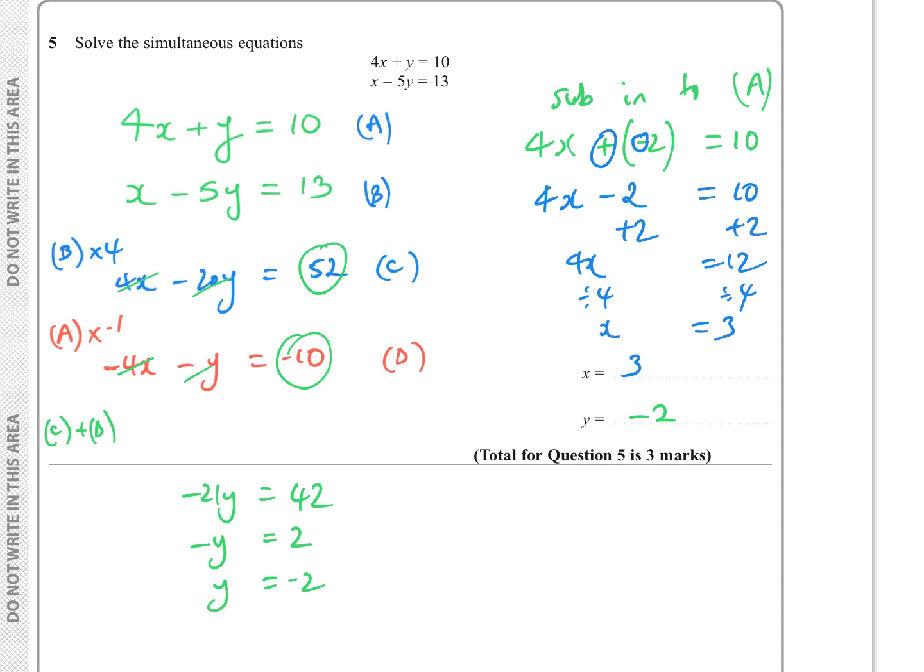But they're the answers, and in an exam it's probably worth checking them so you can put them back into the originals and they should work. We'll just do the top one. 4 times 3, because we had x is 3, is 12, plus y should be 10. Is that true? Well, yeah, we've got 12 minus 2 is 10, so the first one works. You can try the second one yourself.